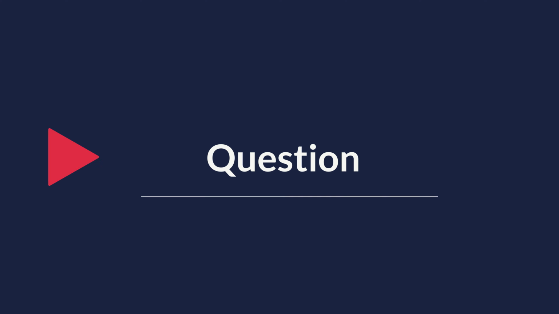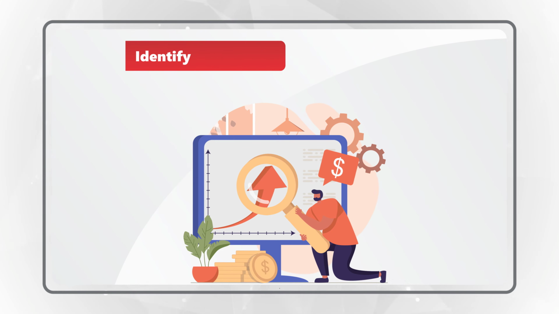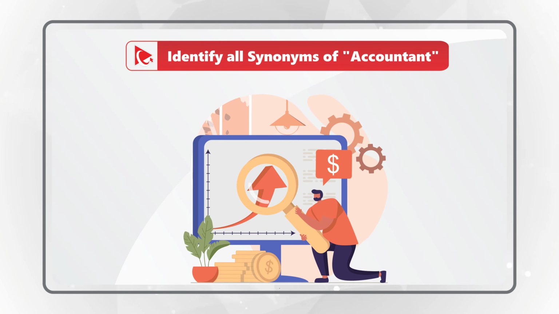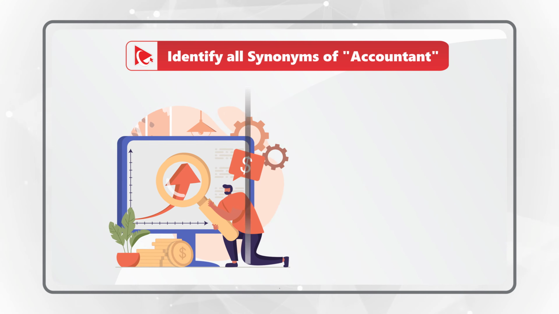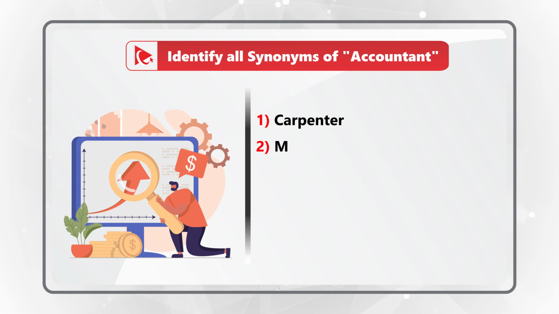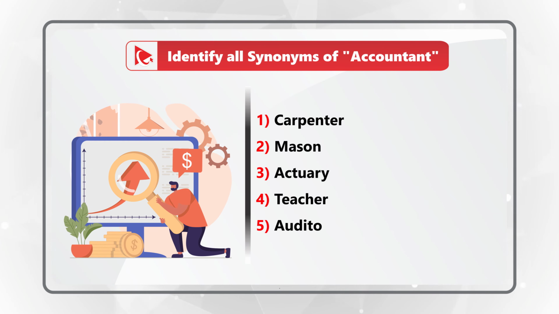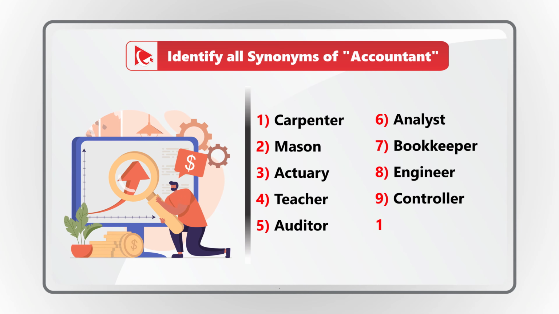I love this question because it seems simple, but it allows you to show all your brain power. And instead of answering it for you, I'd like you to show off and practice your skills. You're presented with 10 words, and you need to identify all synonyms to the word accountant. The 10 words are carpenter, mason, actuary, teacher, auditor, analyst, bookkeeper, engineer, controller, and treasurer. The question is so cool because there could be between 1 and 10 answers.